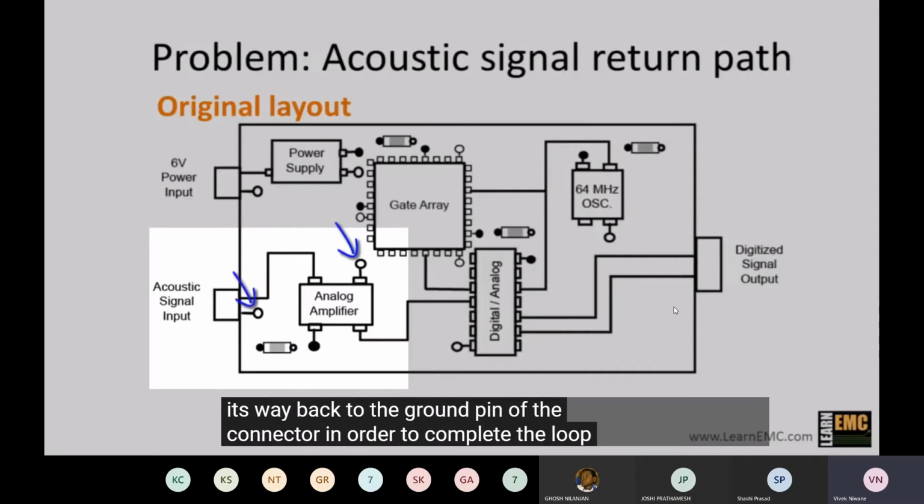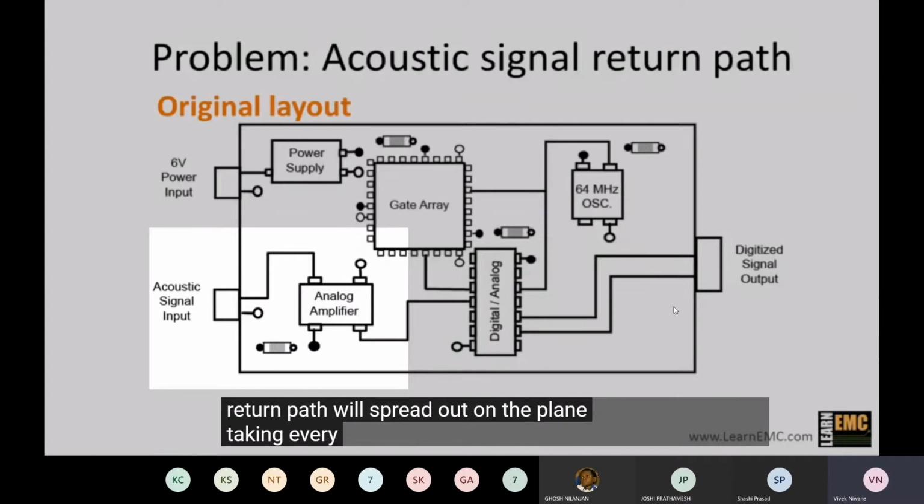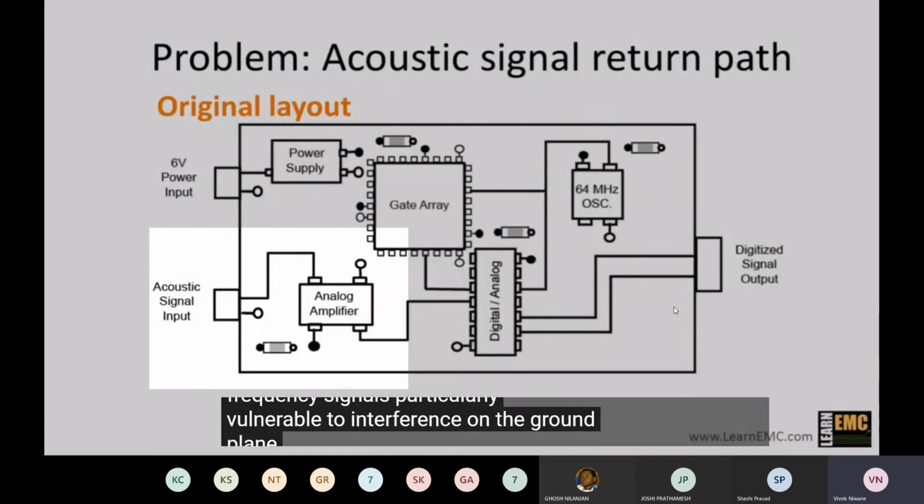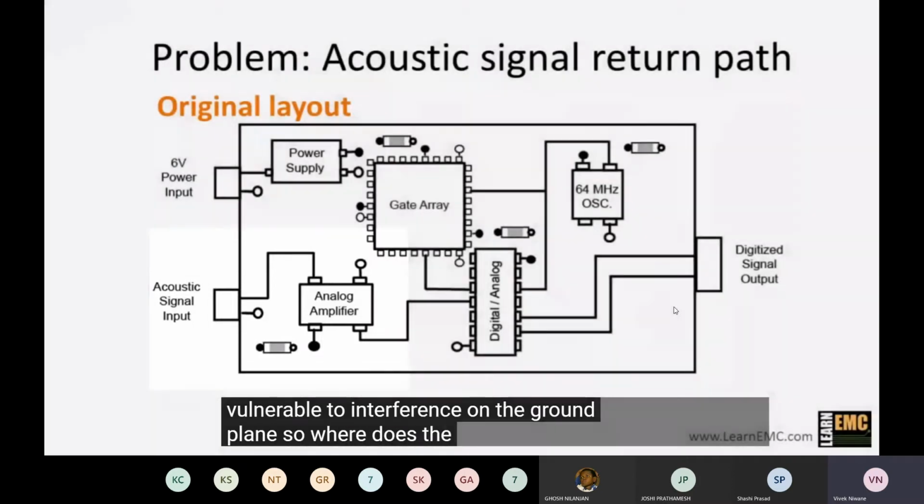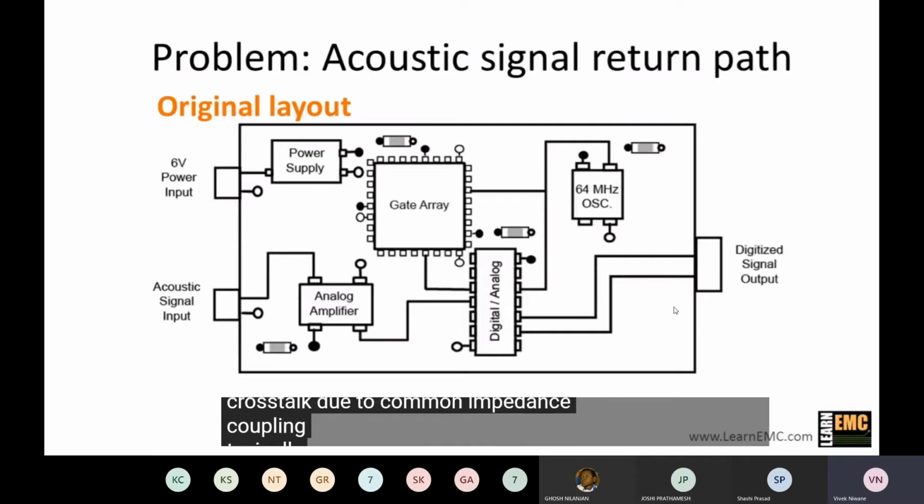to complete the loop. Now it turns out that low frequency currents that use a ground plane as a return path will spread out on the plane, taking every available path according to the impedance of the path. This spreading out of the return current makes low frequency signals particularly vulnerable to interference on the ground plane. So where does the interference come from? Signals that share the same current return path can experience crosstalk due to common impedance coupling.